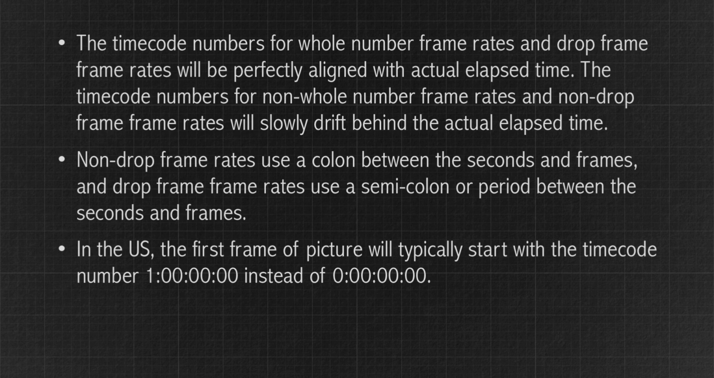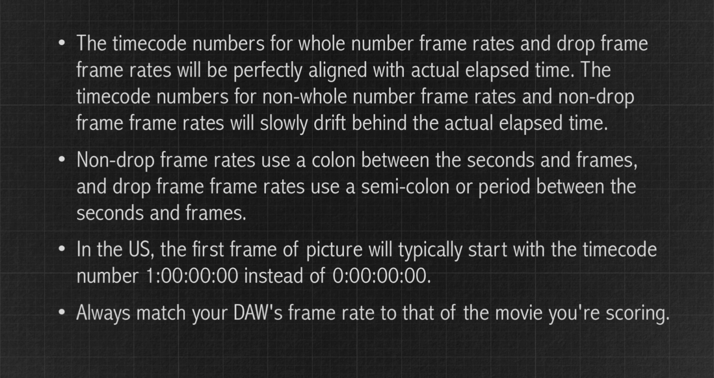The reason for this is that there are often countdowns and information slates before the first frame of picture, and if we started with hour 0 instead of hour 1, all that pre-roll information would have to use negative timecode numbers. And of course, always match your DAW's frame rate to that of the movie you're scoring.